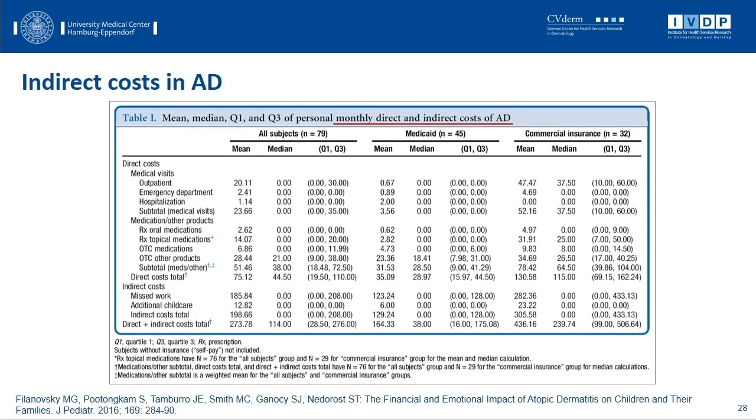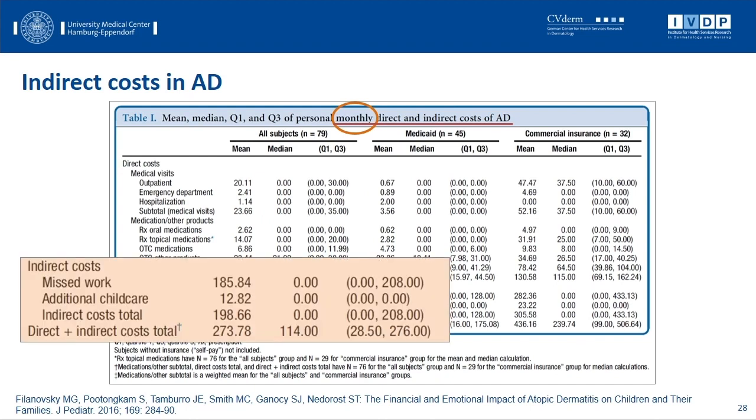This was also recently shown by Frelanowski et al. They estimated the monthly direct and indirect costs of atopic dermatitis, and they found that the percentage of indirect costs in the total cost is 73%.